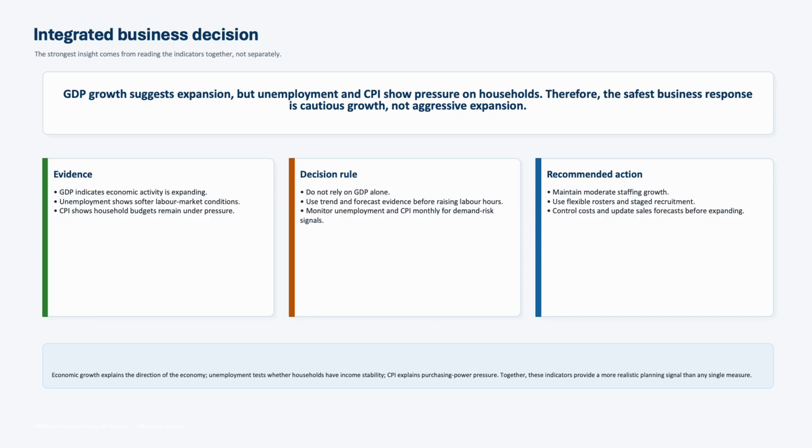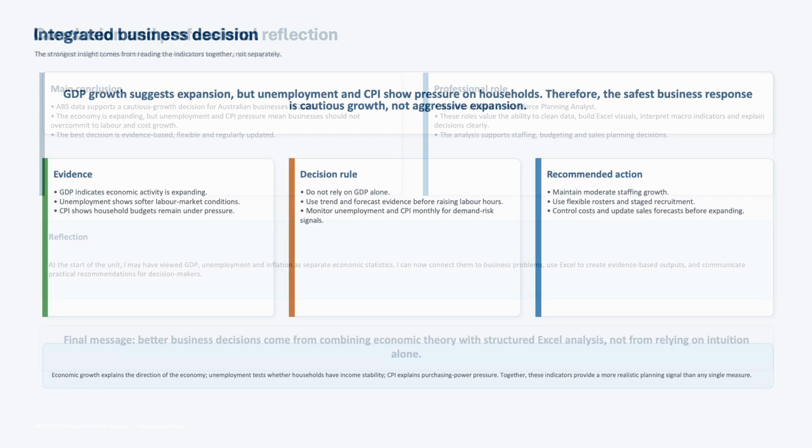If a firm only looks at GDP, it may overestimate demand, but when unemployment and CPI are included, the risks become clear. My recommendation is that businesses should maintain moderate staffing growth, use flexible rosters, and apply staged requirements. They should also update sales forecasts regularly before increasing labor hours.